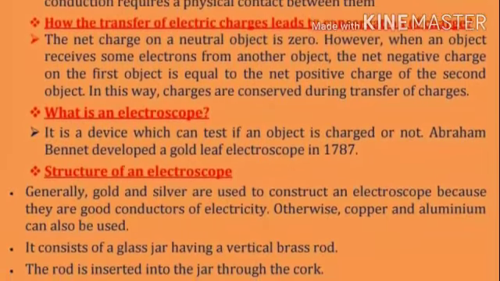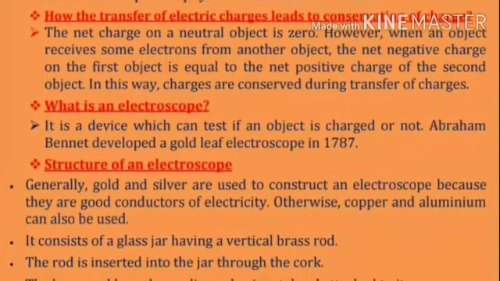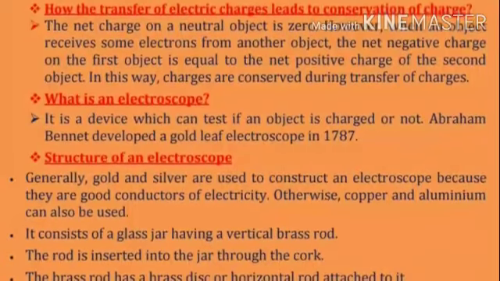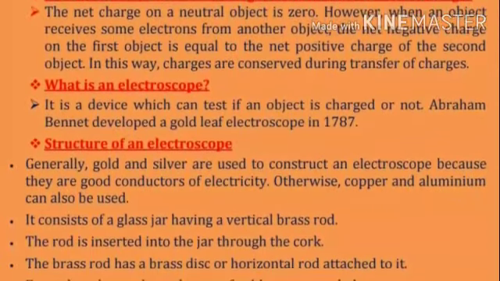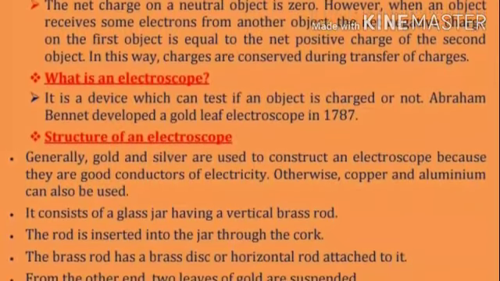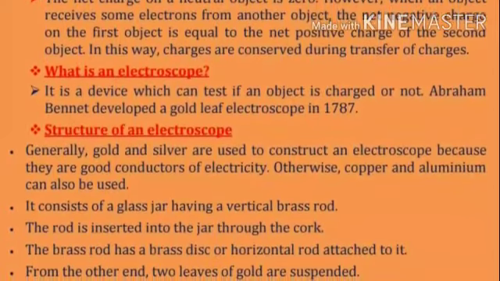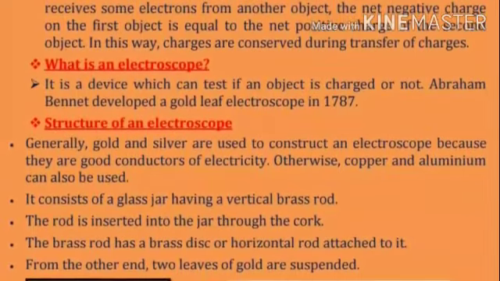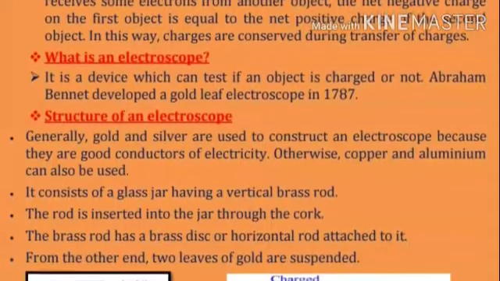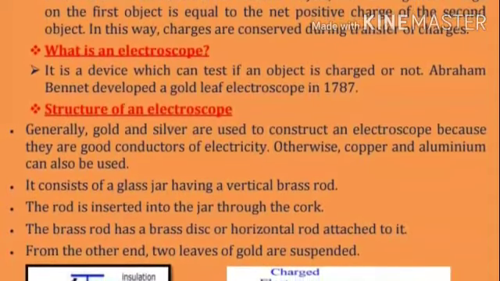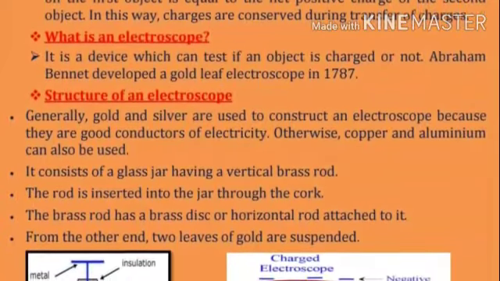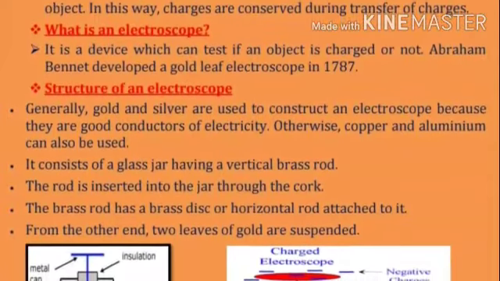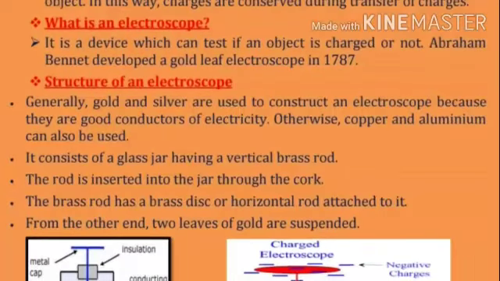How the transfer of electric charges leads to conservation of charges. The net charge on a neutral object is zero. However, when an object receives some electrons from another object, the net negative charge on the first object is equal to the net positive charge of the second object. In this way, charges are conserved during the transfer of charges.